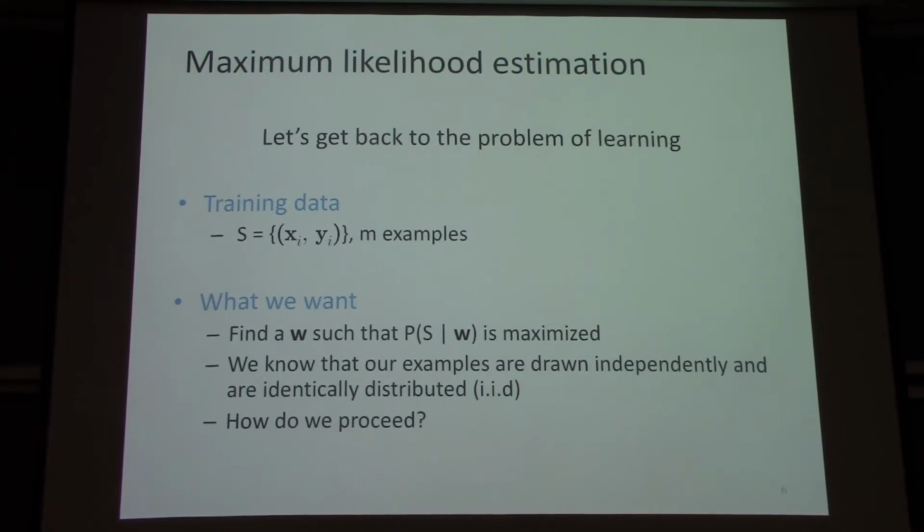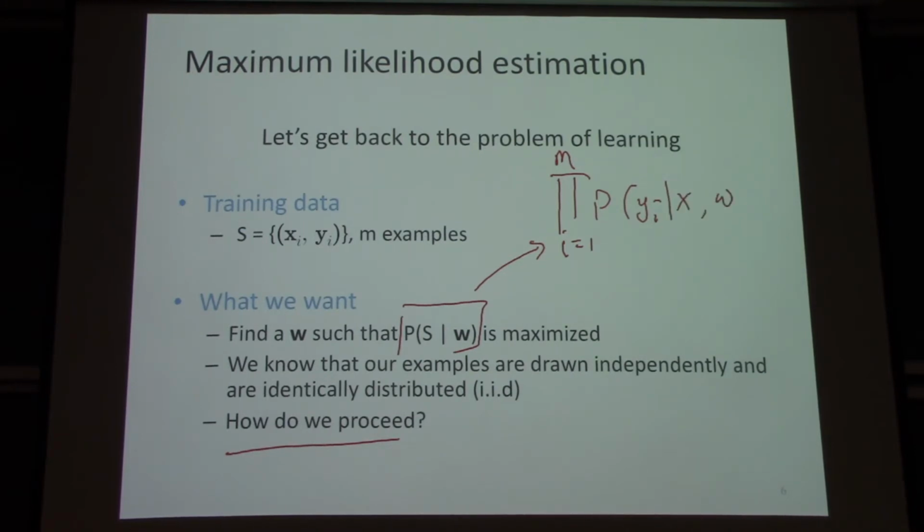The setting is we are given a data set S which has pairs x, y, and our goal is to find a weight vector W such that the likelihood of the data set, the examples that we observe, is maximized. We know that all our examples are IID, so we say that the probability of S is the product over all examples, let's say we have m examples, of p of yi given xi and w, and this is exactly what the logistic regression model gives us.